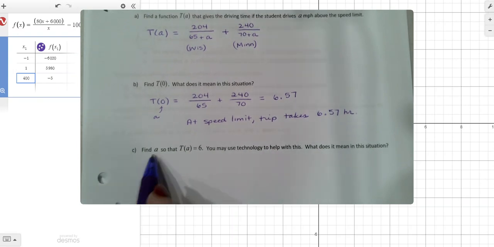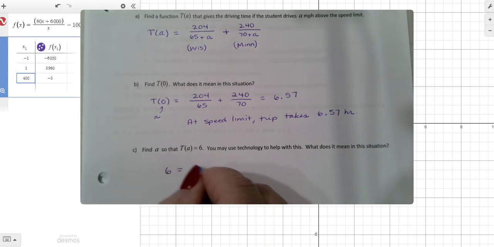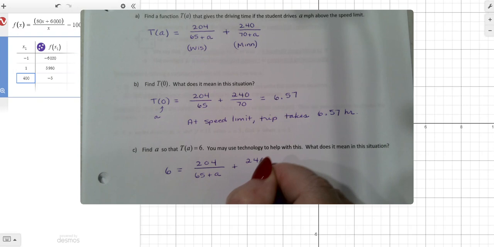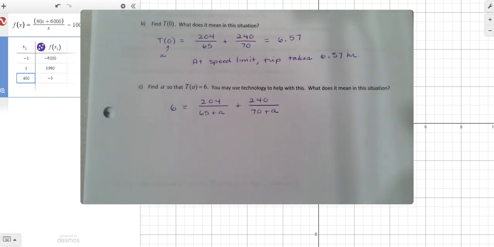All right, next we're supposed to find a so that T of a equals 6. So I want this left-hand side, the T of a, to be 6. And it says we're allowed to use technology to help us with that. And once we've solved for the a, we'll talk about what it means. So I have a couple options here, right? I like to solve when they're equal to 0. Just makes it easier for me.